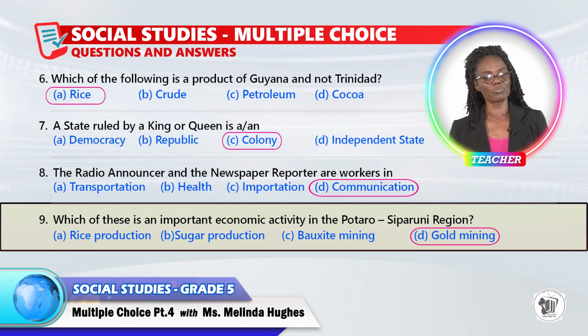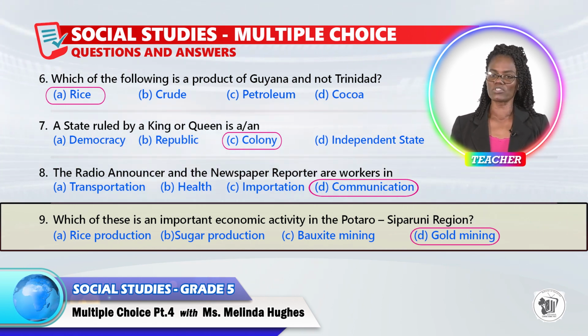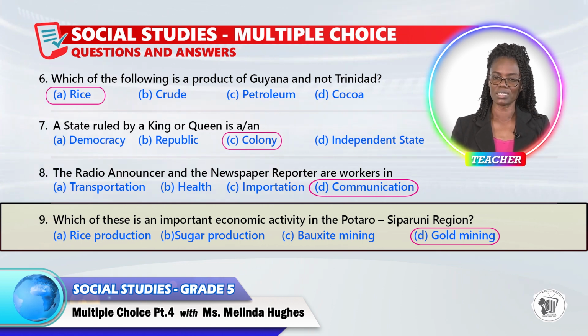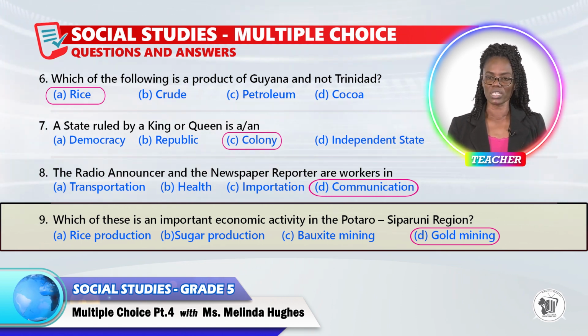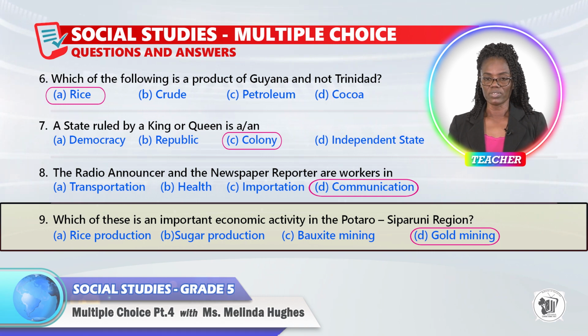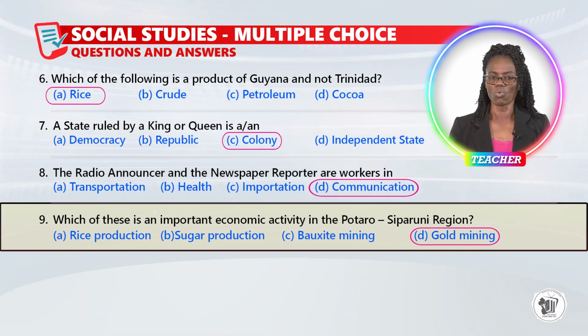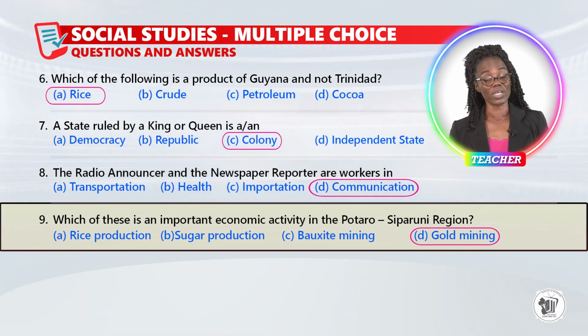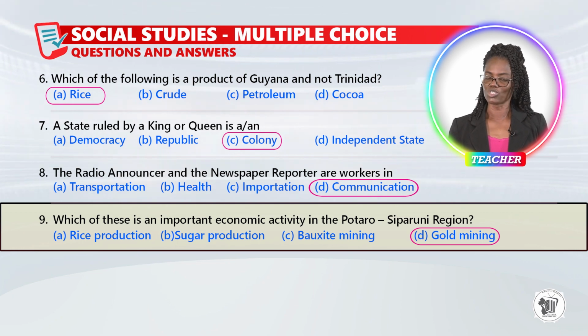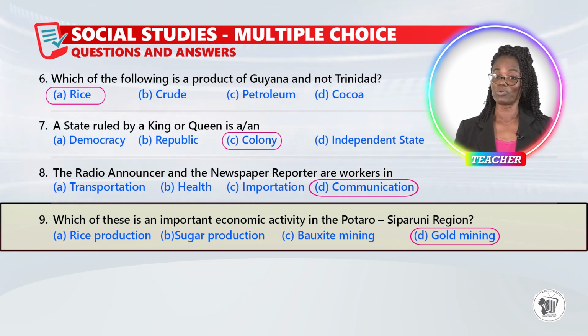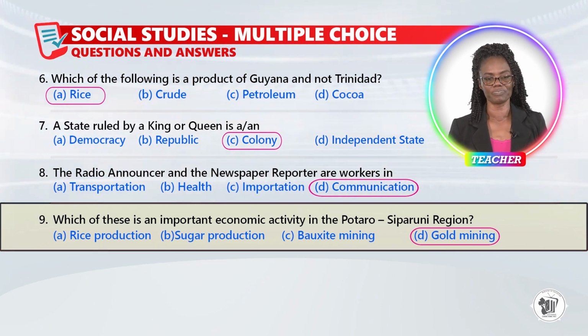The Potaro-Siperuni region is also known as Region 8, and that region is located within the forested highland region where Guyana's mineral wealth is deposited. So gold mining is that important economic activity.